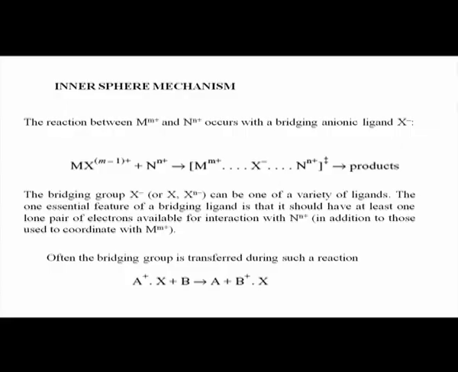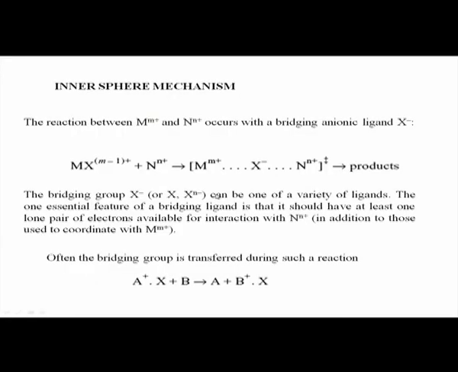And what about the other mechanism, the inner sphere mechanism? The reaction between M plus and N plus occurs with a bridging anionic ligand X minus. So, there is an X minus which bridges. That bridge may be OH minus. Water is not a good bridging ligand. In some cases there are examples, but water compared to OH minus is a poor bridging one. OH minus is a good bridging one.